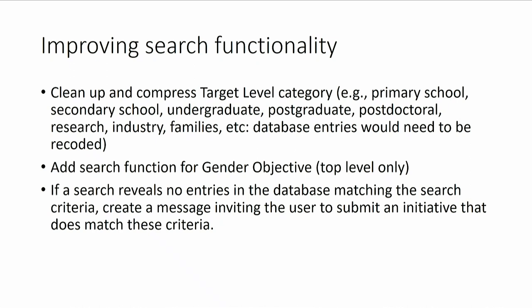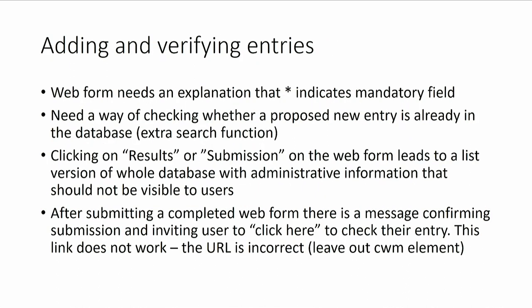if you're searching the database for a combination of categories, say mathematics initiatives in a particular country, and you find there are none in the database, then would it be possible to have a message coming up saying, would you like to submit an initiative that has this combination of categories, which I thought was a very interesting way of inviting people to add things.